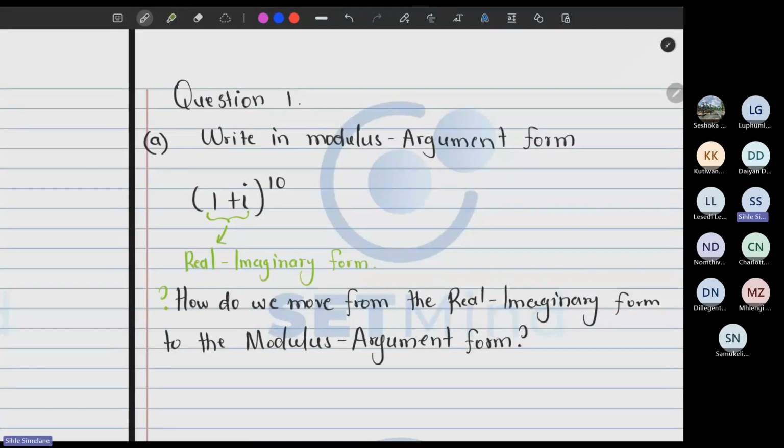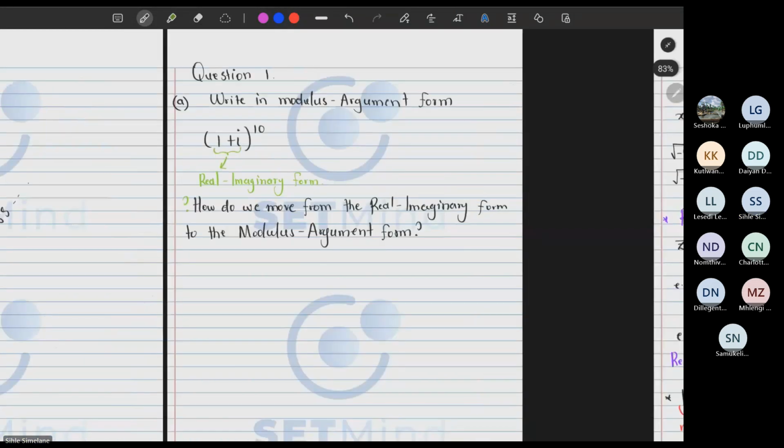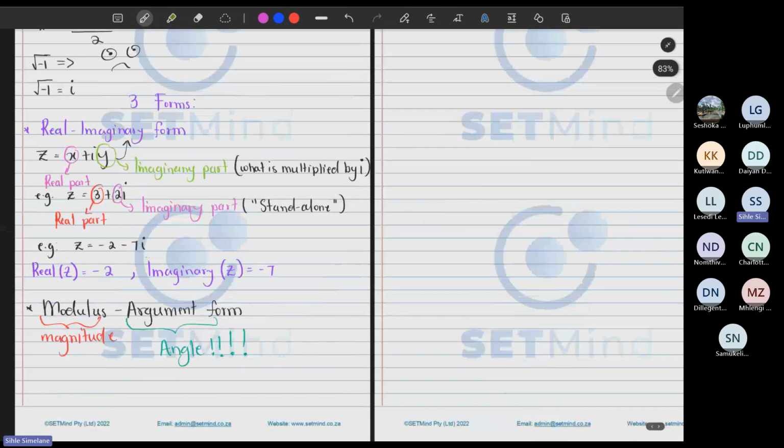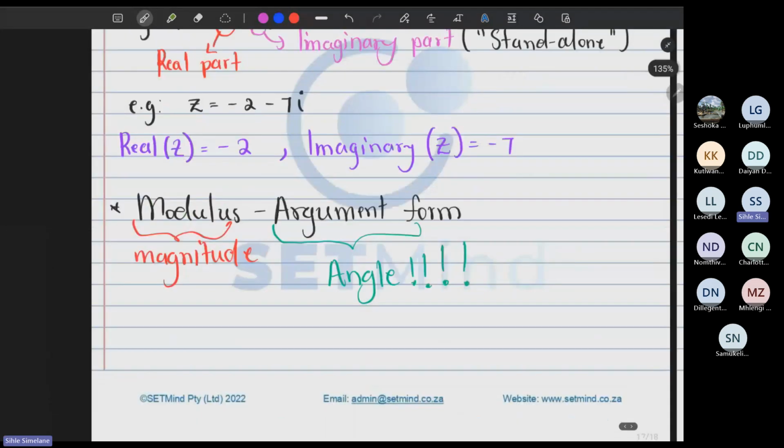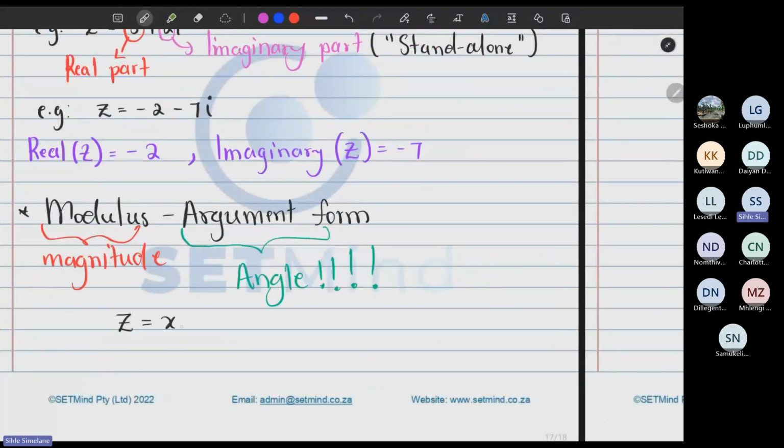That's the question which we are asking indirectly. And if you can be able to do this, then you are good as done. So we'll take x plus iy, because our real imaginary form is always given as x plus iy, and we want to move to the modulus argument form. So the modulus will always be the square root of the real part squared plus the imaginary part squared.